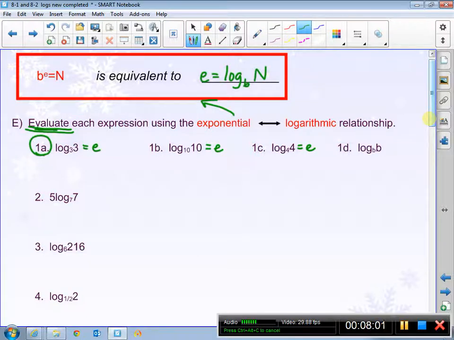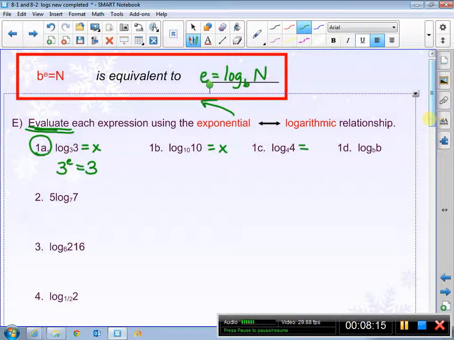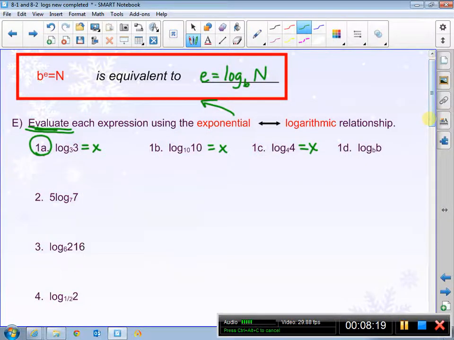So let's rewrite them. 3 is the base, to what exponent equals 3. Now just solve that. I could have also put x's here, as in that's my answer, since we're evaluating. So in that case, it would look like 3 to the x equals 3. And I think we all know that answer is 1. 3 to the first is 3.